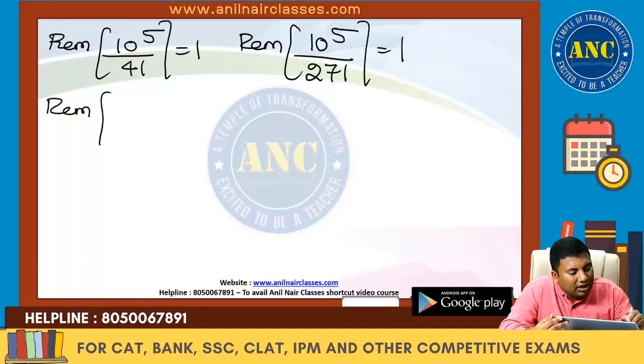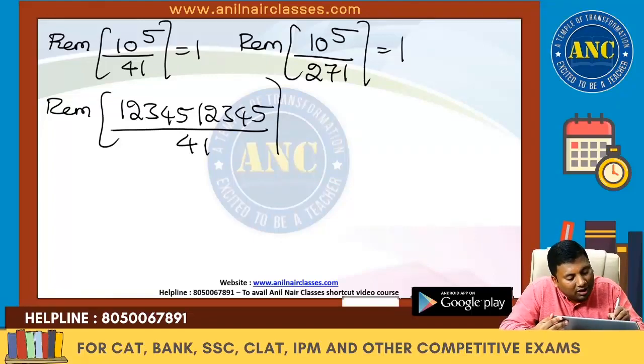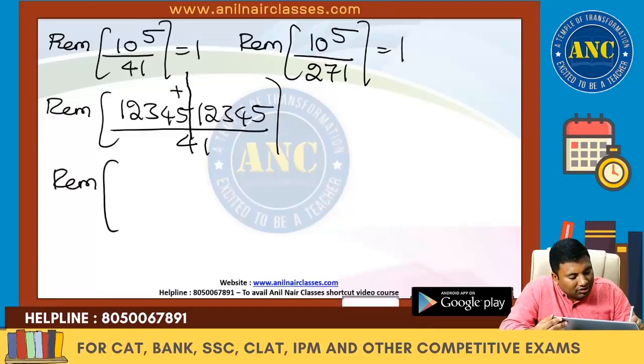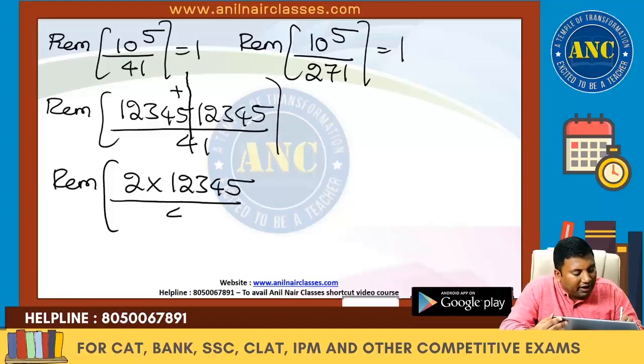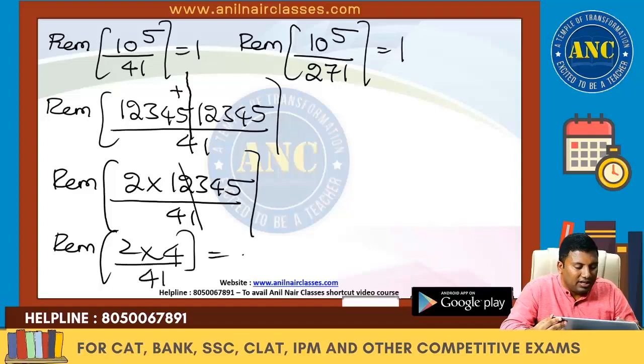That means if the question is remainder of 1, 2, 3, 4, 5, 1, 2, 3, 4, 5 divided by 41, 10 power 5 divided by 41 is 1. Start from right hand side. Take a group of 5 digits, add them. So the answer is nothing but 2 into 1, 2, 3, 4, 5 divided by 41. Are you all with me? Idea clear, right? Remainder of 2 into 41 3s are 123, 45 1s are 45, 4. So 8 divided by 41 is 8.